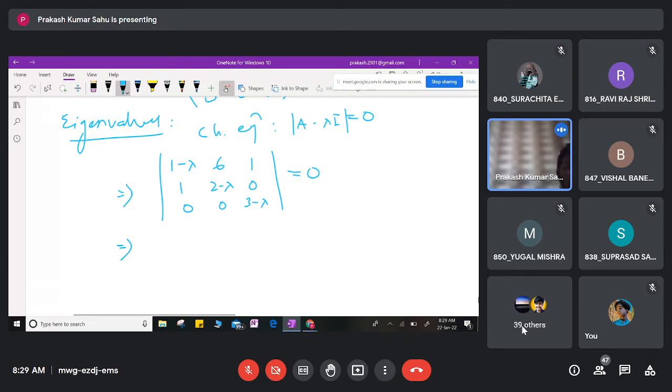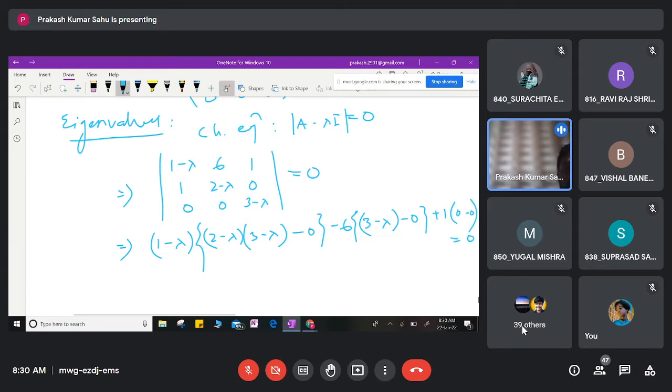So that implies if you multiply, find the determinant. What you get is (1 minus lambda) into (2 minus lambda) into (3 minus lambda), minus 0, minus 6 into (3 minus lambda), minus 0, and then plus 1 into (0 minus 0), which is equal to 0.